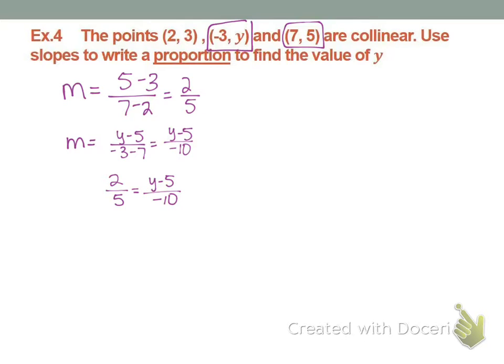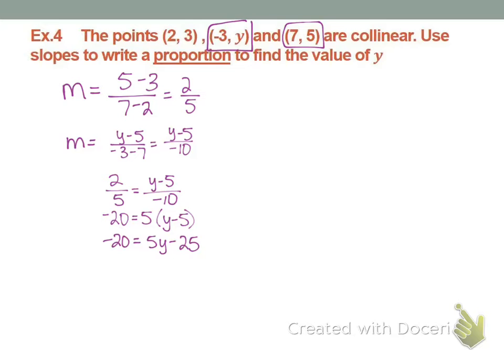In order to solve this proportion, we have to cross multiply. So we take 2 times negative 10. That gives me negative 20. The other way, we have to take 5 times y minus 5. I'm putting parentheses in there so that I remember to multiply to both of them or distribute. So when I distribute, what do I get? Good.